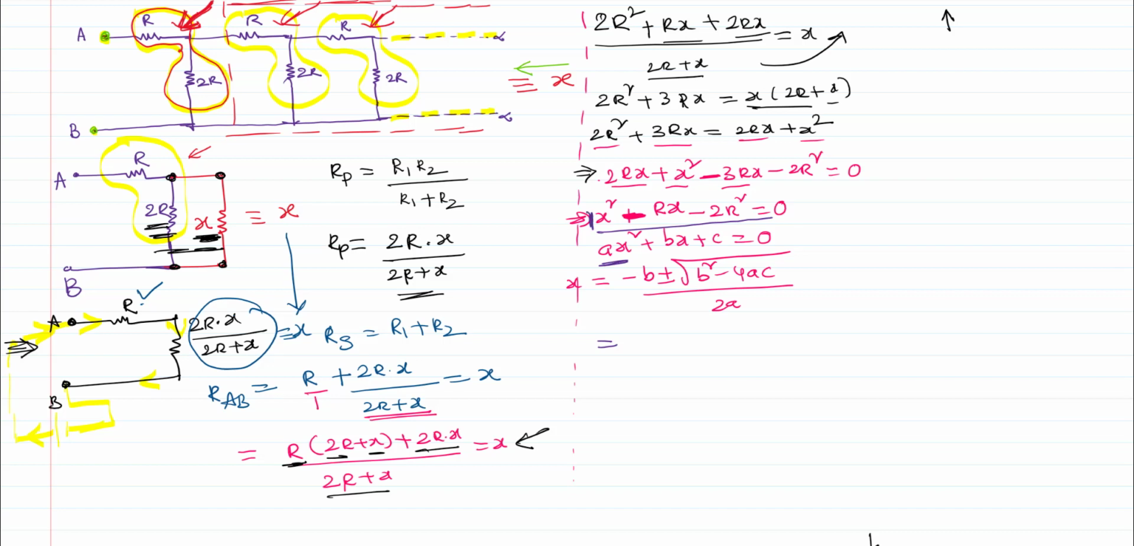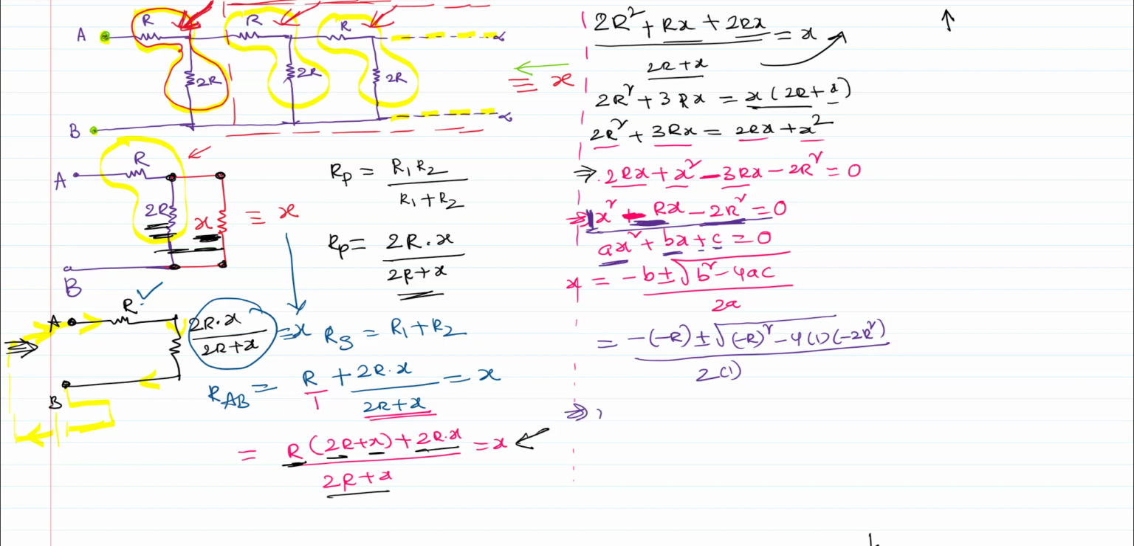In the place of a, there is only an x squared coefficient of 1. In the place of b, we have minus r because this is plus bx. In the place of c, we have minus 2r square because this is plus c. So minus b means minus of minus r, that is plus r, plus or minus the square root of b square, that is minus r whole square, minus 4, a is 1, c is minus 2r square, by 2a. A is again equal to 1.